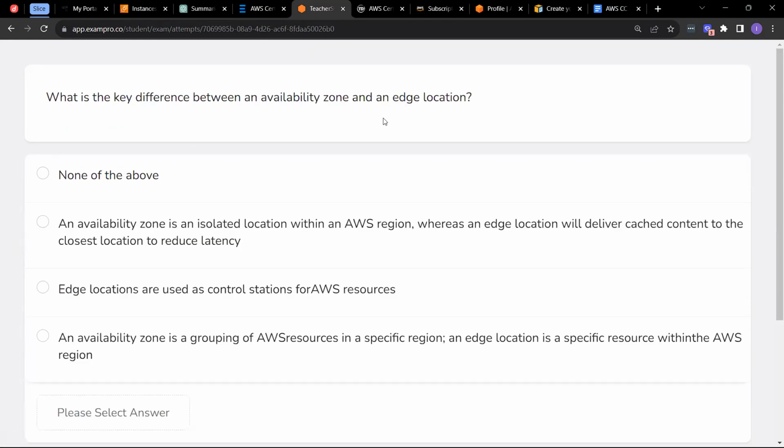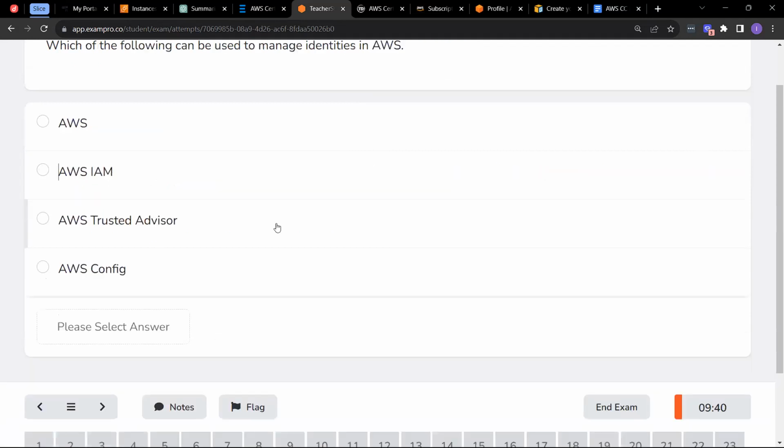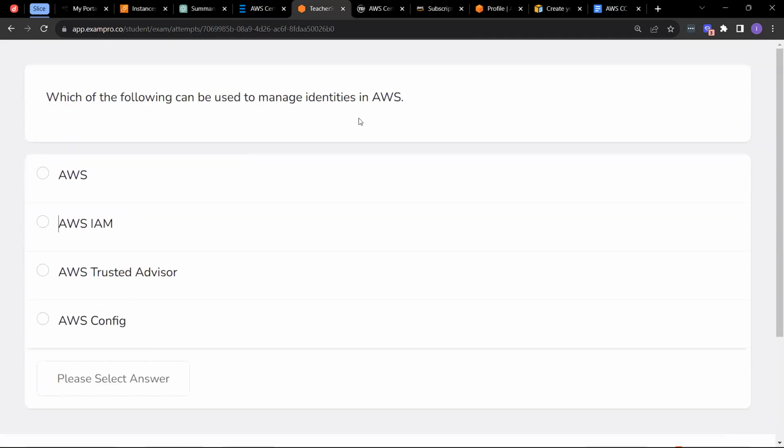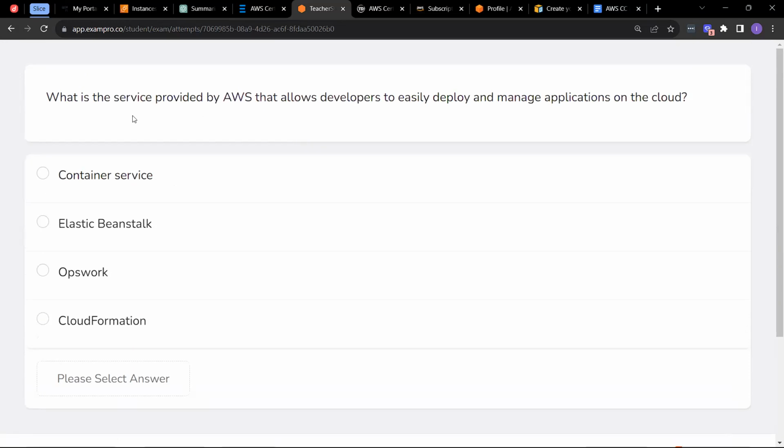What is the key difference between an availability zone and an edge location? Okay, yes, 2. So availability zone is isolated, whilst edge location will deliver cached contents. Correct. Which of the following can be used to manage identities in AWS? 2. Yes, that's IAM. What is the service provided by AWS that allows developers to easily deploy and manage applications? This one, without even looking at the answer, you should know that it's Beanstalk.